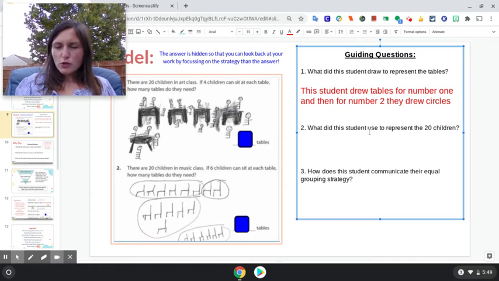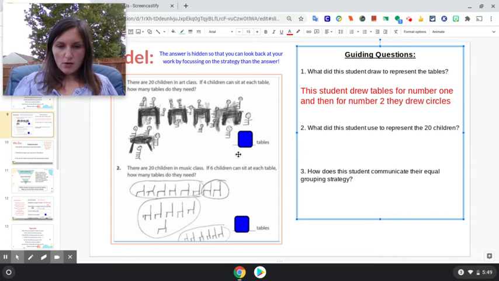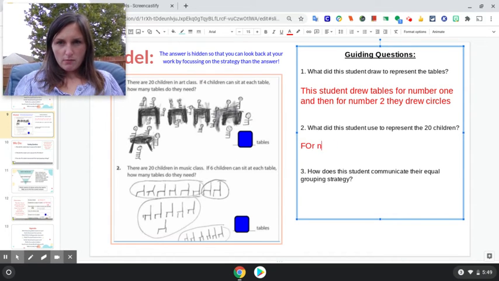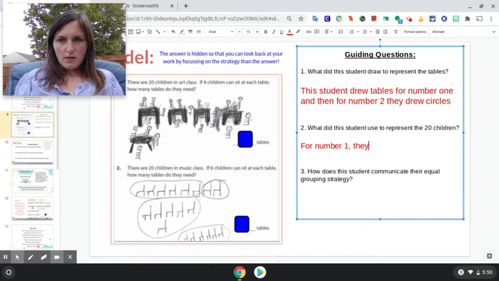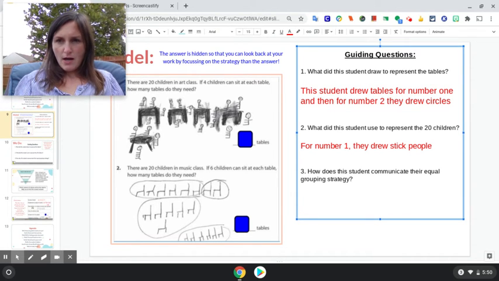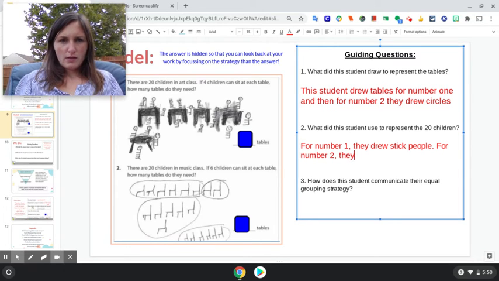what did the student use to represent the 20 children? So I have to look over here. How did they draw the children? Okay, well, here I see that they actually drew stick figures, right? So for number one, they drew stick people. That's not what they did for number two. For number two, they drew chairs, right?